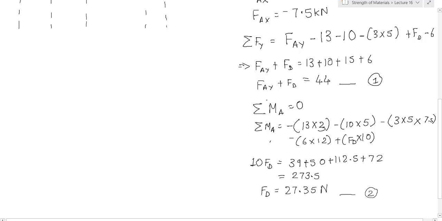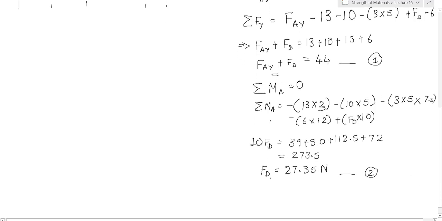Now I can substitute this value in equation number 1. What am I going to get? I will get FAY is equal to 44 minus 27.35, and that is coming out to be 16.65 kilonewton.